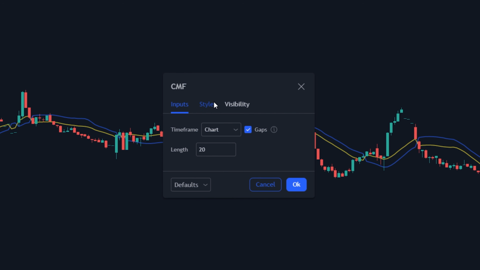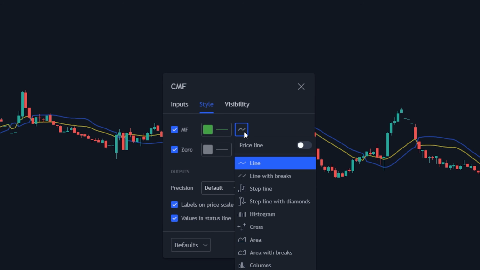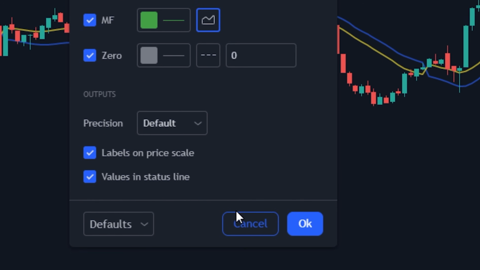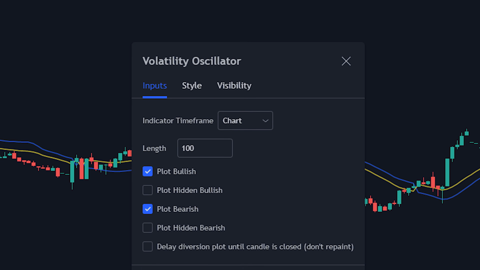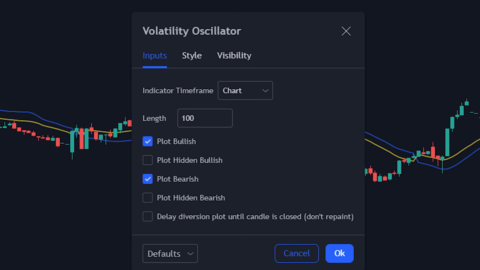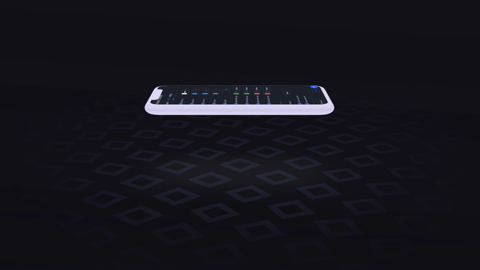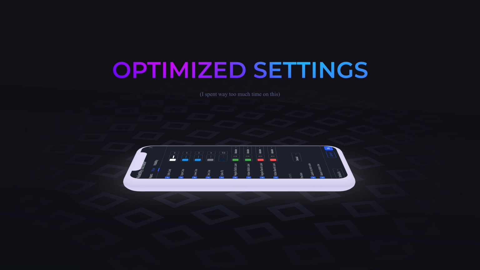Next, go to the settings of the Chaikin money flow indicator. You can keep these inputs at default. Just go to the style tab, change it from line to area. Then I'm also going to change the 0 line from a dotted line to a solid line. Then finally, you can keep the settings for the volatility oscillator at default. Then just like that, we have optimized our indicator settings for this strategy.